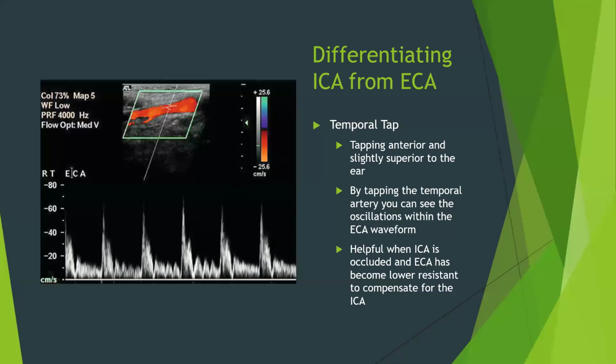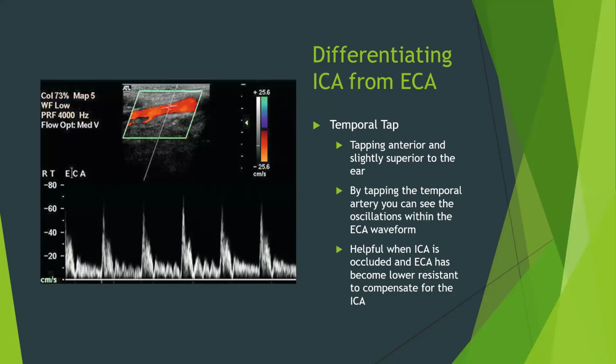Highly suggest, while you're practicing the temporal tap, to actually do the temporal tap in both the ICA and the ECA, just to see what it looks like, because sometimes you might get a little bit of reverb in the ICA, but it should be very prominent like this in the ECA when you're doing the temporal tap successfully. So just keep that in mind if you're ever having a hard time differentiating between ICA and ECA.